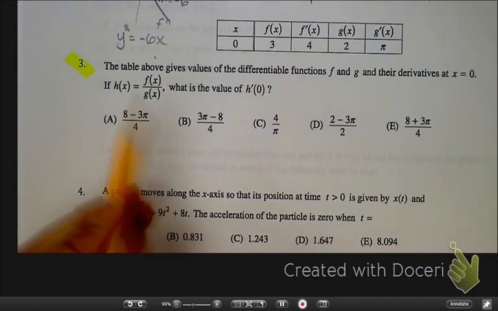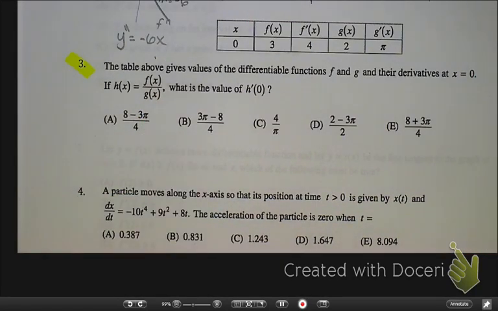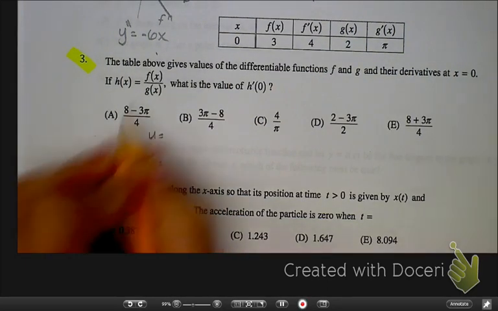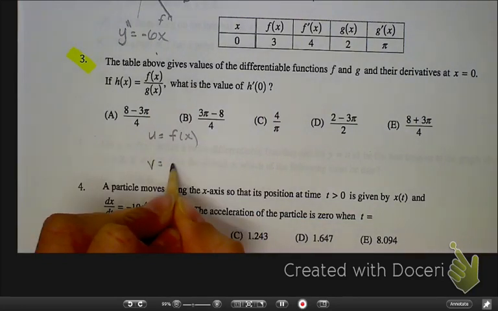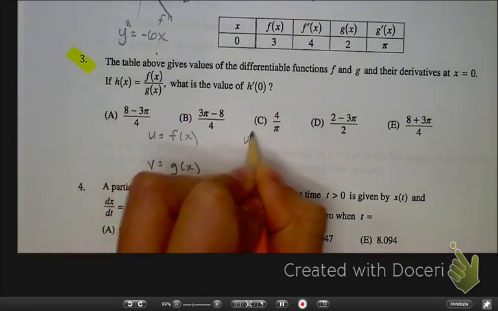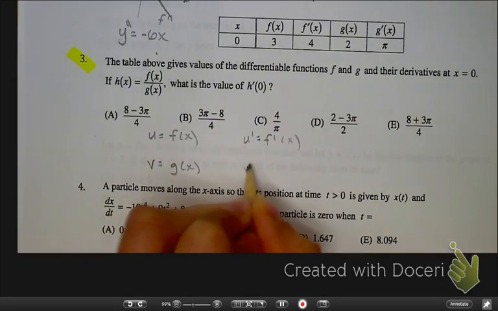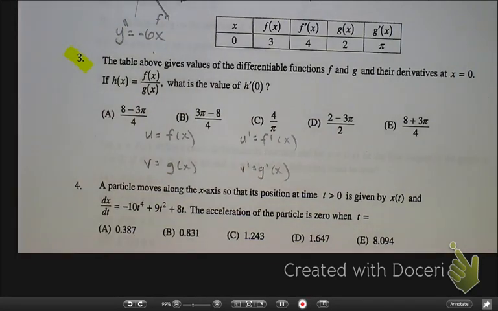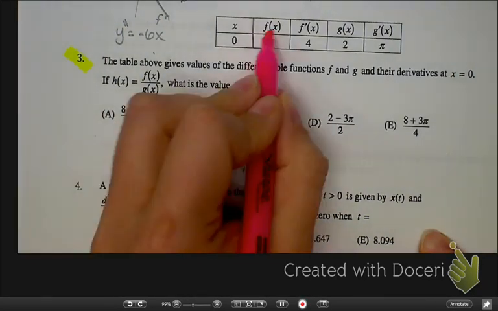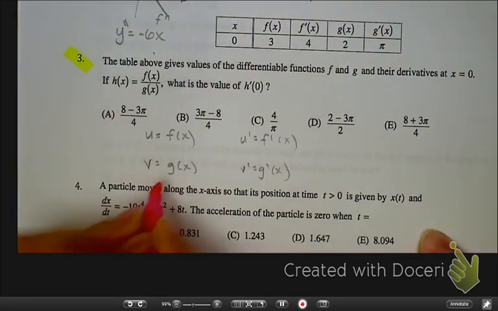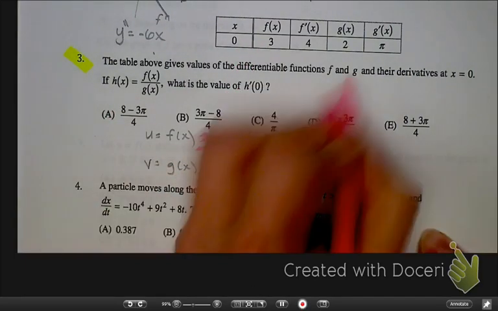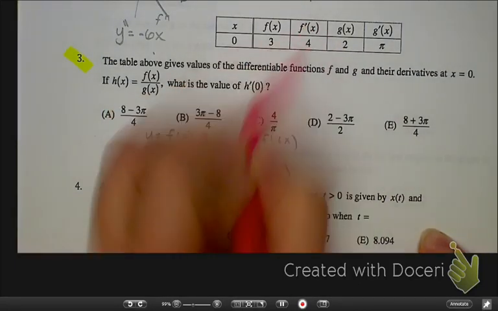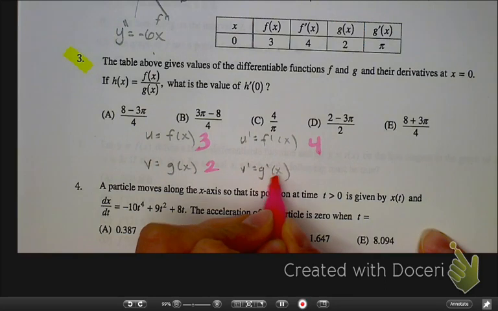Number 3 is a quotient rule because it's f of x divided by g of x, and we're using this table of values. So if I'm going to set up my u and my v, the top function is f of x, the bottom function is g of x, u prime is f prime of x, and v prime is g prime of x. Now I'm going to evaluate what these numbers are. If I'm plugging in 0, I want to know what f of 0 is. So f of 0 is 3, g of 0 is 2, f prime of 0 is 4, and g prime of 0 is pi.